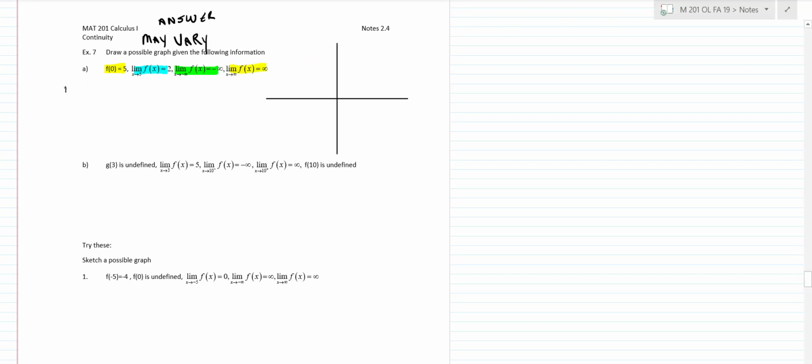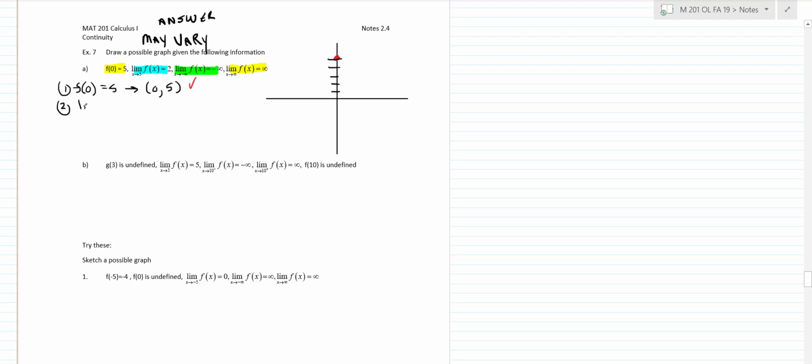Okay, so to begin with, the first thing I gave you was f of 0 equals 5. So you have to know, well, what does that mean? That means you have a point on the graph. So you have the point (0, 5). So all you have to do, and you have to do this, is put a dot at (0, 5). So that's guaranteed, okay? Easy. That's the easiest part of the problem.